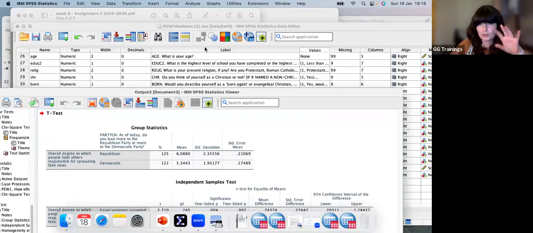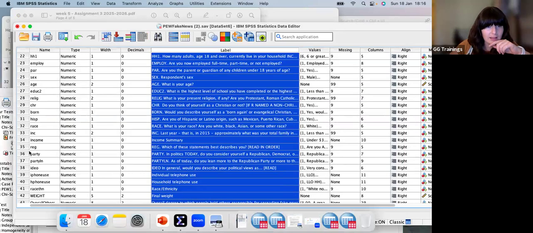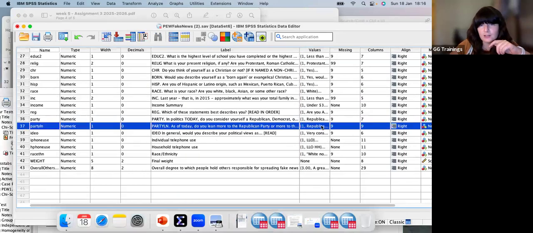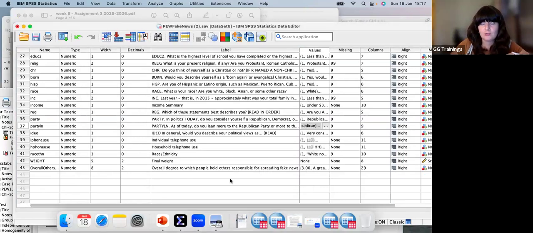I showed you it was 1 and 2. And if you look at this variable and the way it was labeled, indeed, it is 1 and 2, Republican and Democrat. So it's perfect as it is. No changes need to be made. Okay, thank you.